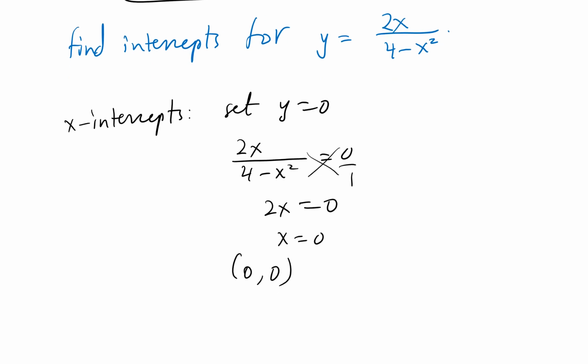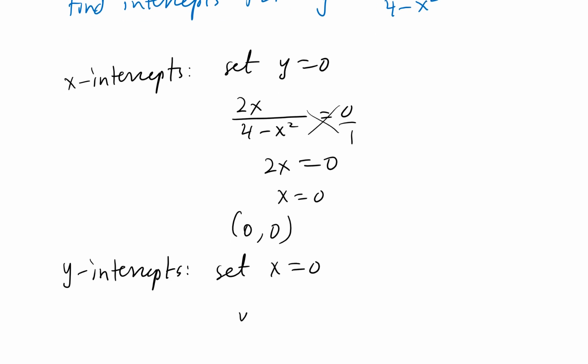And you can see that by setting, for the y-intercept, x to 0. When you set x to 0, you get y equals 2 times 0 over 4 minus 0 squared, which is 0. So again, we get the same point, 0, 0.